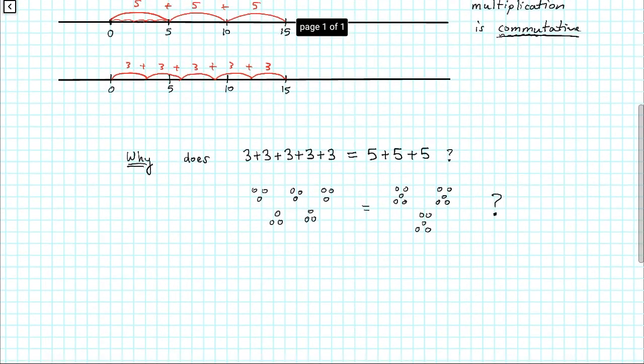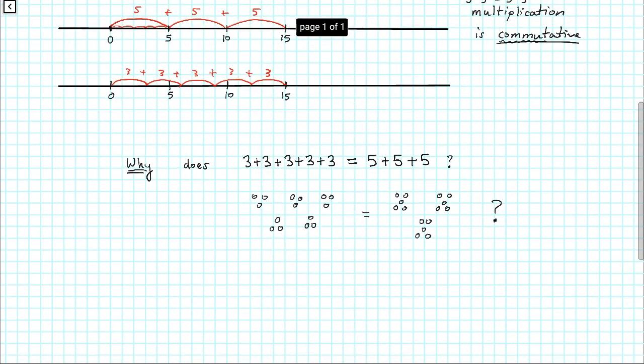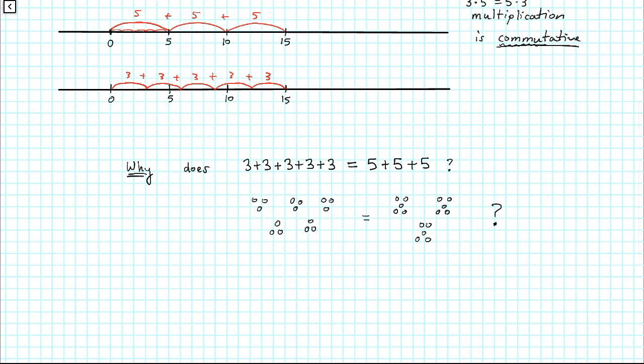So I want you to ponder for a minute, why is it that 5 groups of 3 is the same as 3 groups of 5? Looking at the number line here and looking at this picture, it doesn't seem like there's any particular reason why those should be the same thing. It seems like maybe it's just a coincidence, but I think we all have experience in seeing that anything that we multiply in this way, like 2 times 3 is the same as 3 times 2, or 7 times 4 is the same as 4 times 7. Why in the world would this be?